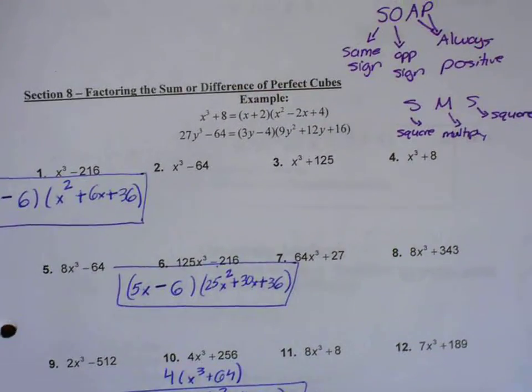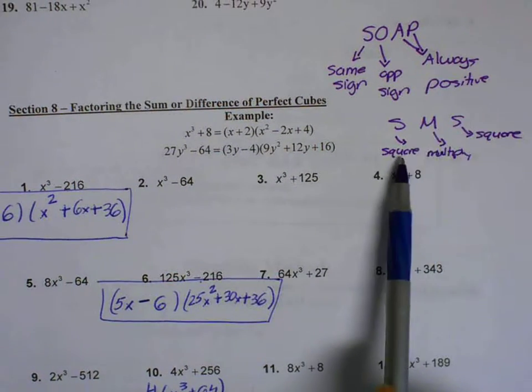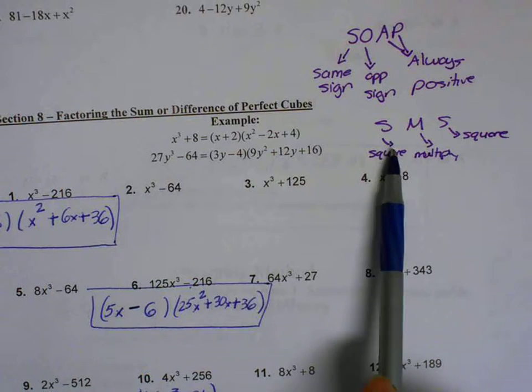So again, important things to remember here. SOAP: same sign, opposite sign, always positive. And then for my quadratic, SMS: square, multiply, square.